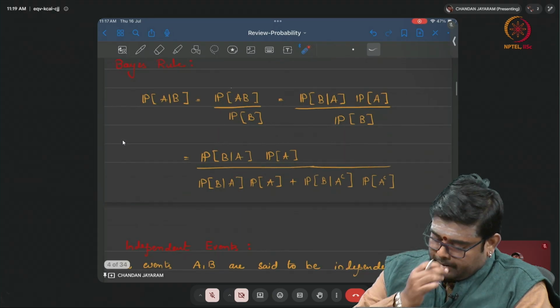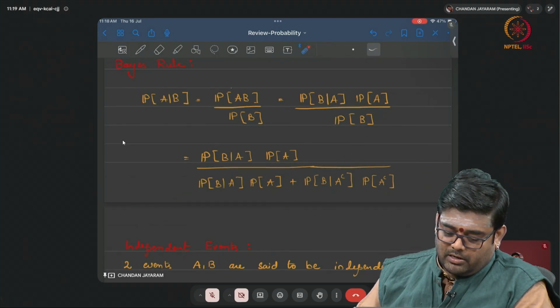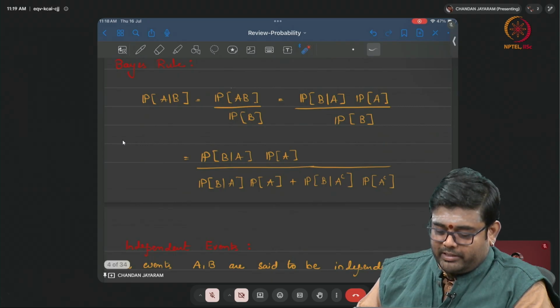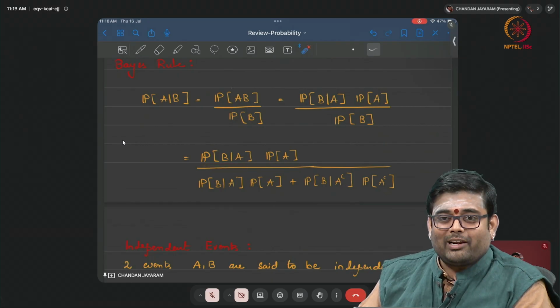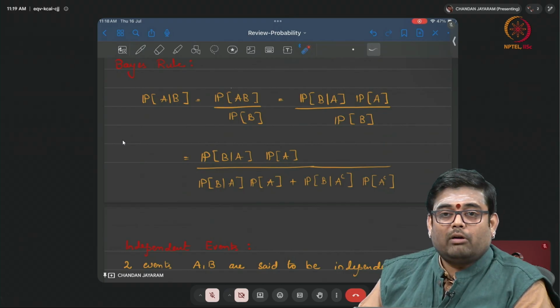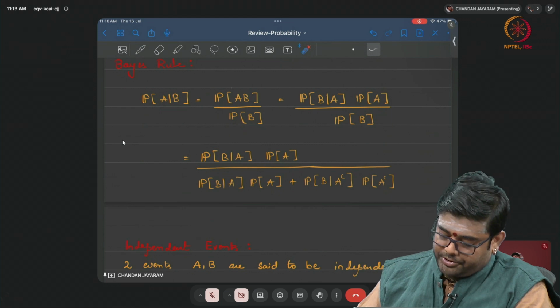Now see, it is very interesting that sometimes one conditional is easier to compute than another conditional. In that case, you can use Bayes rule, and then you can interchange and do the computations.